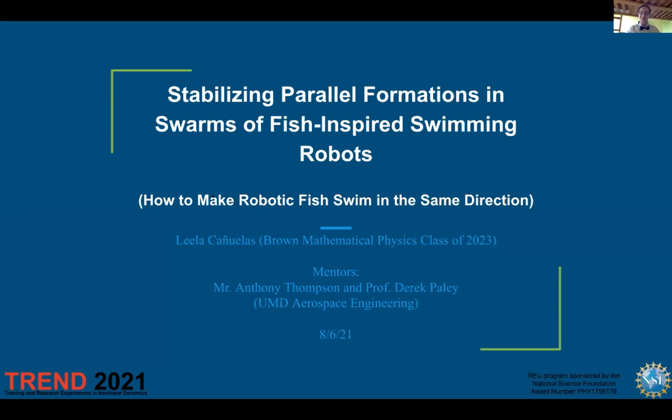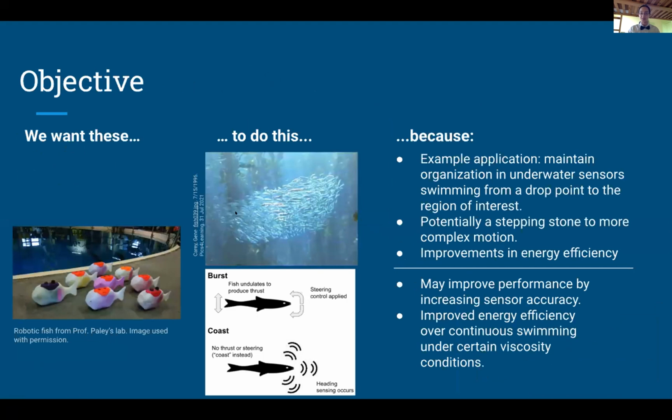Hi everyone, my name is Leela, and over the summer I've been working with Professor Paley's group to help their robotic fish imitate two behaviors that we see in biological fish. The first being schooling, and the second being what's called intermittent locomotion, which just means that instead of a fish beating its tail continuously side to side, it's going to thrust and steer in a burst phase, and then glide and sense its environment in a coast phase.